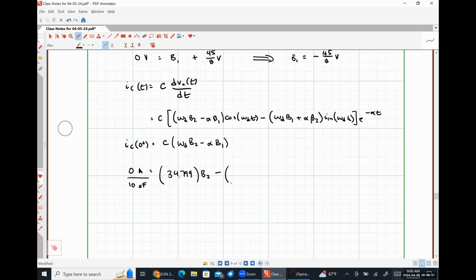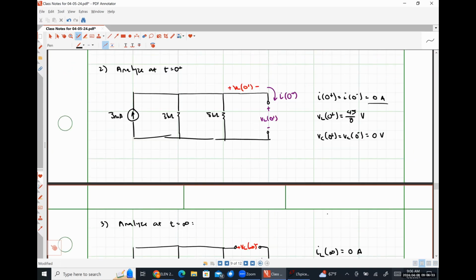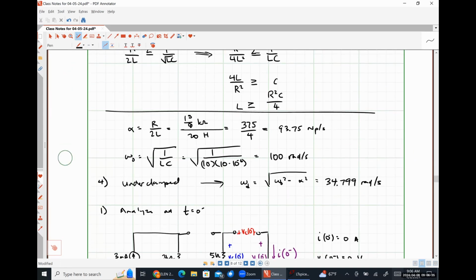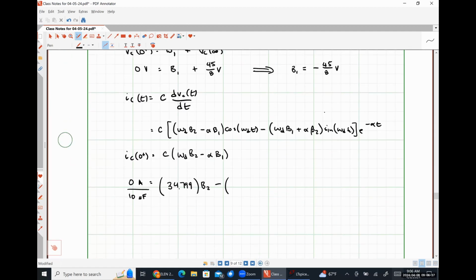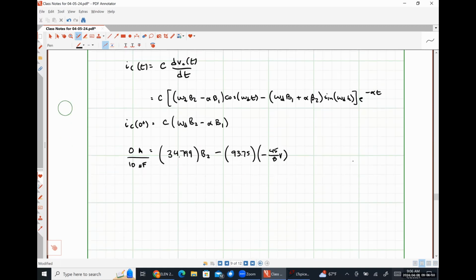Alpha was 93.75. And then B1 was negative 45/8. And so we have enough information to solve for B2 just from this. Because I'm lazy, I'm going to use the numerical solver on my calculator.